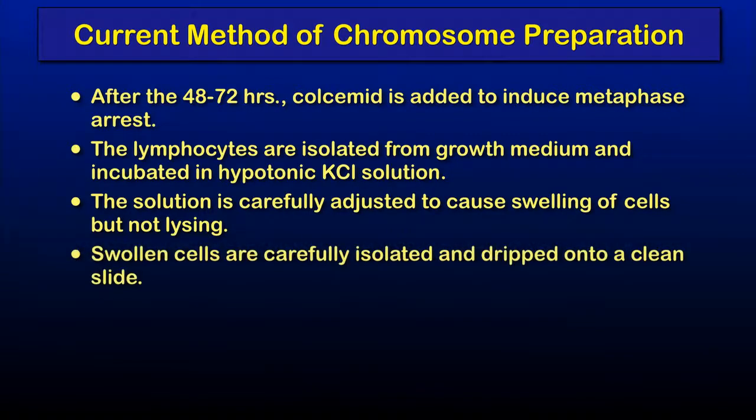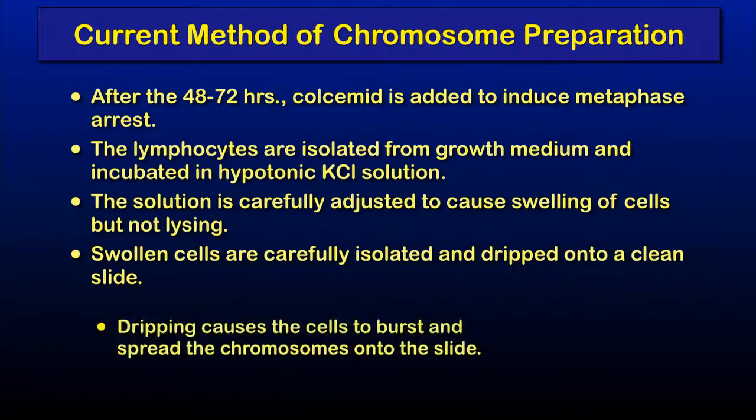Those cells swell, and after a certain amount of time, we take those swollen cells very carefully and we drip them onto a nice clean glass slide. When those cells with this turgor hit the glass slide, they burst open. The chromosomes have a very high affinity for glass. So when they burst, the chromosomes spread out onto the glass slide, and they will stick and adhere to the glass slide at that point when the cell hit.